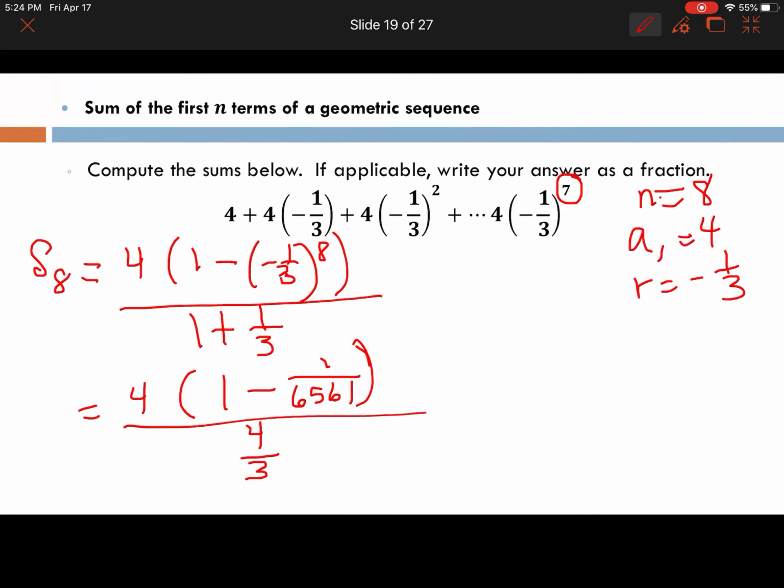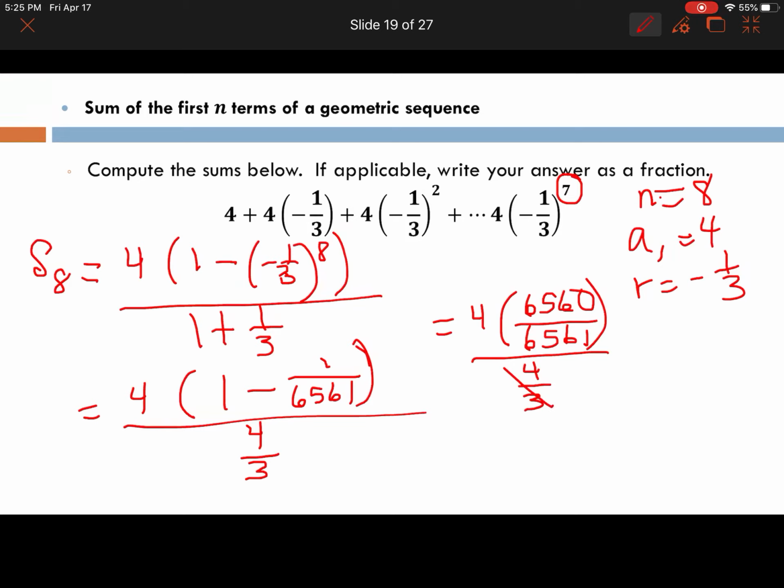All right, so think about this. So 1 is 6,561 over 6,561, and I'm subtracting that number. I better write it up here. I have one more room. So this is going to be 6,560 over 6,561 over 4/3. So when we divide by a fraction, we're going to invert and multiply, right?